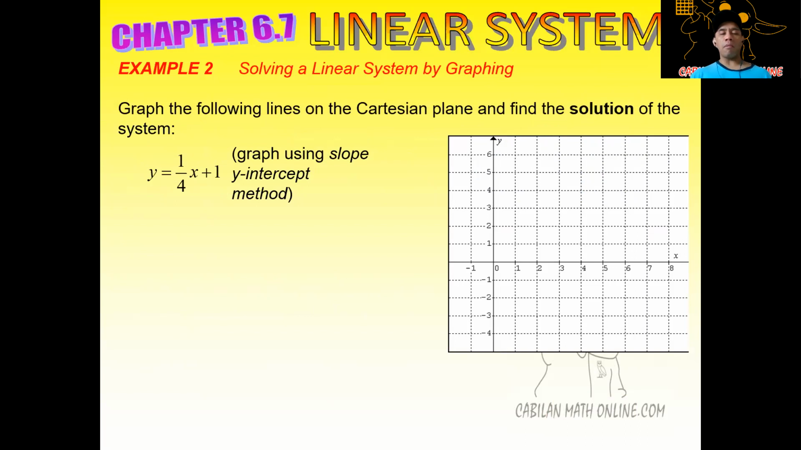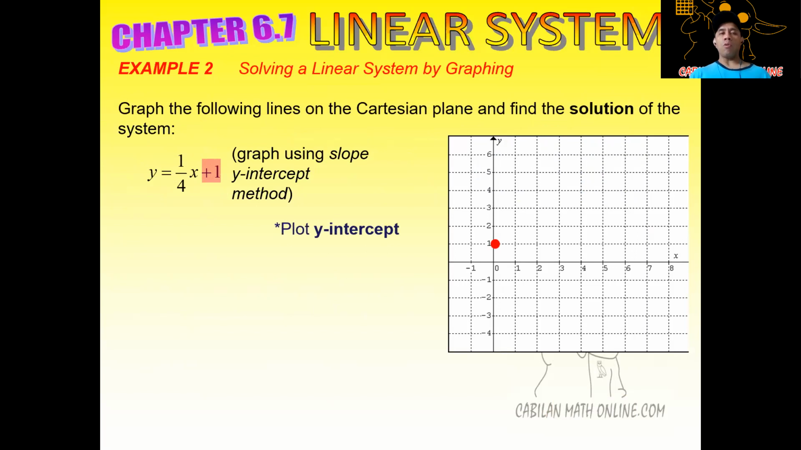Recall from a previous lesson in this chapter, we learned how to graph a line using the slope and the y-intercept. I'm going to pull up those instructions again. First things first, we always have to plot the y-intercept first. You have to look for the b value, which in this case is a positive 1. So from the point 0, 0, you just need to plot that by going up by 1. That's step number 1.